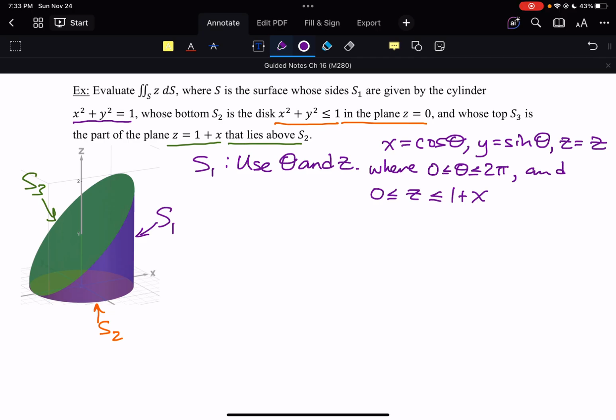But the issue is, if everything has to be put in terms of theta and z, we need to go ahead and convert x, which is fine. We'll just put it in terms of theta. That's cosine theta. So that's 1 plus cosine theta. So z is between 0 and 1 plus cosine theta.